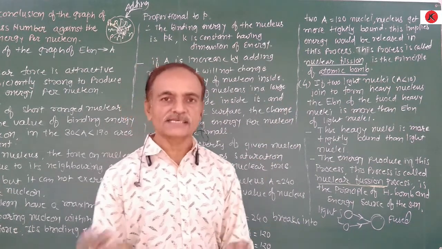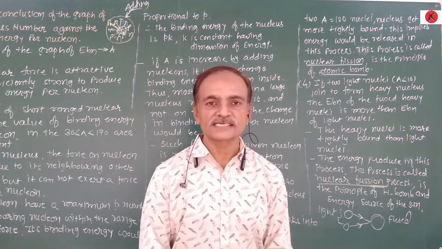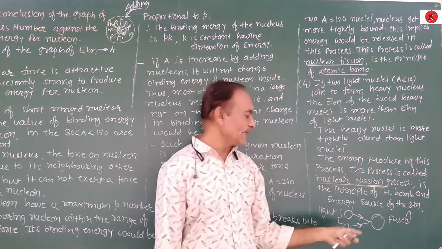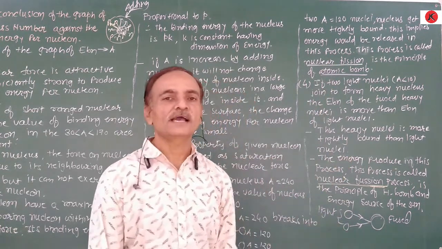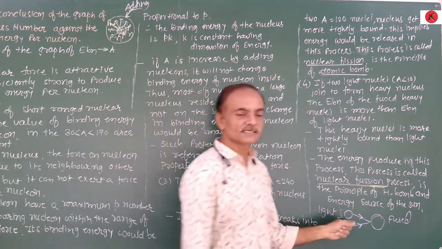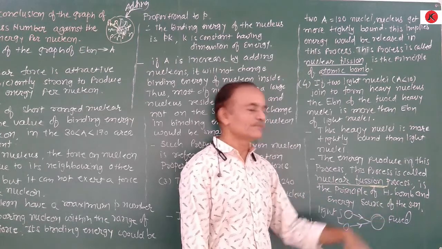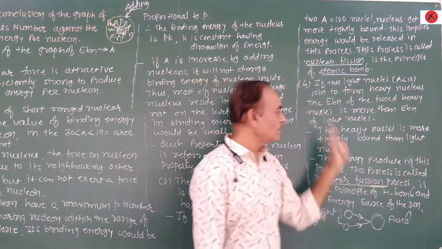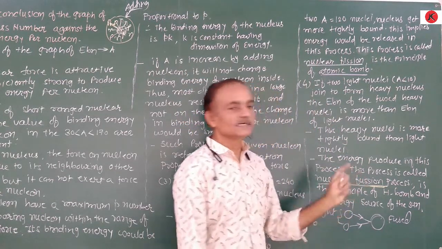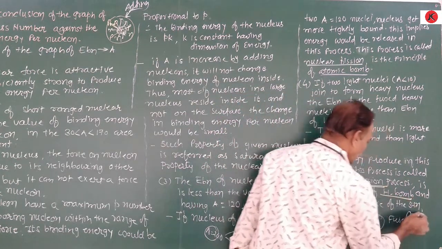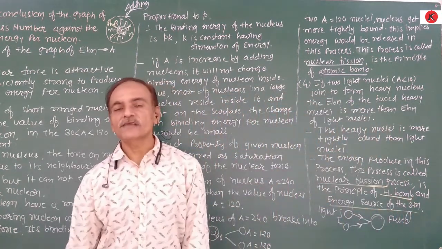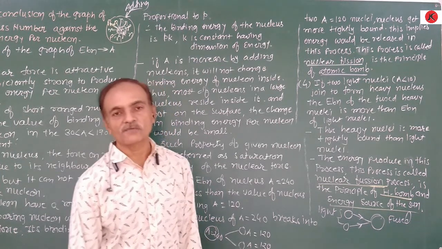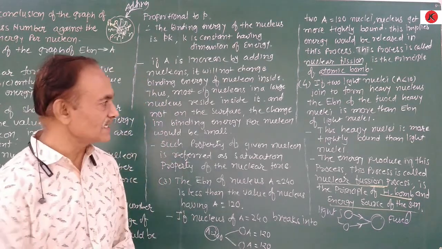When a heavy nucleus is divided into two light nuclei, energy is released, and this process is known as nuclear fission. When two light nuclei are combined to form a heavy nucleus, energy is also released, and this process is known as nuclear fusion. Nuclear fission is the principle of the atomic bomb, while nuclear fusion is the principle of the hydrogen bomb and the source of the sun's energy. Clear? So these are the conclusions of the graph of binding energy per nucleon versus atomic mass.